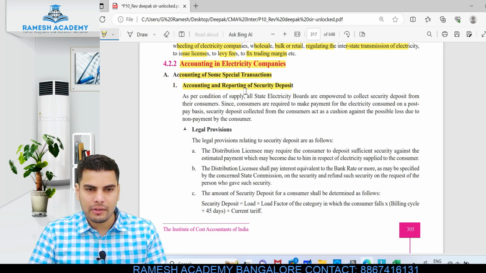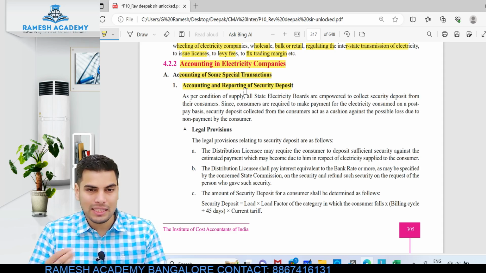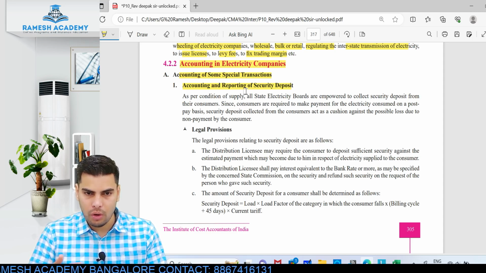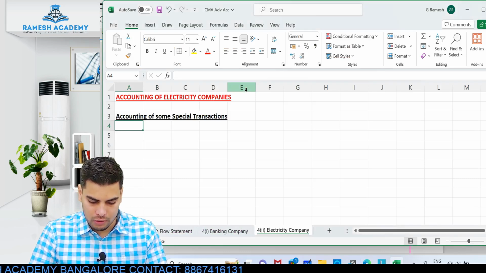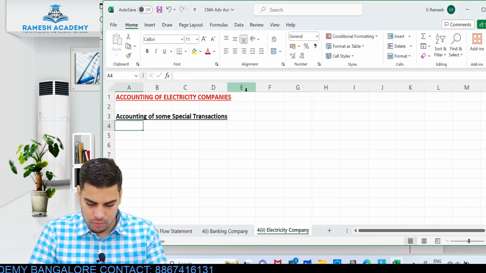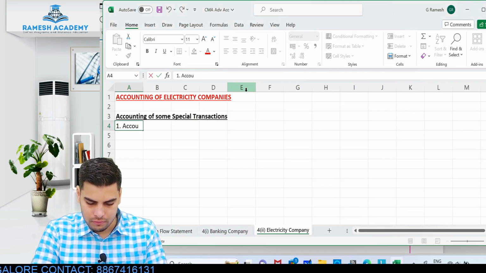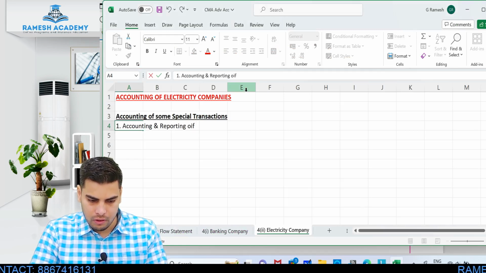These electricity companies will be collecting some security deposit from the people who will be using this electricity. How exactly are we supposed to account for it? And what about the interest on these deposits? How exactly are we supposed to account for it? So this would be the first special transaction: accounting and reporting of security deposit.